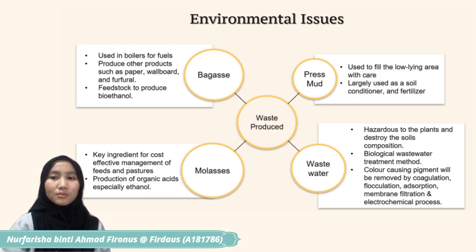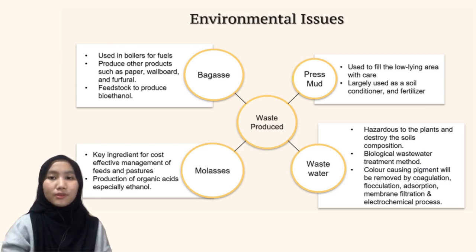The second one is molasses. Molasses can be the key ingredient for cost-effective management of feeds and pasture. Supplementing poor quality hay with molasses will increase the feed intake and improve the feed palatability. Apart from that, molasses is also used in the production of organic acid, especially ethanol.